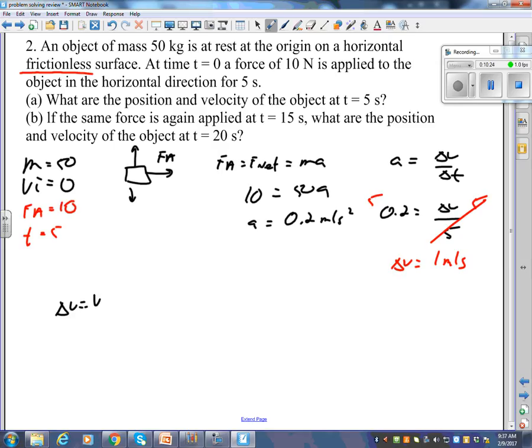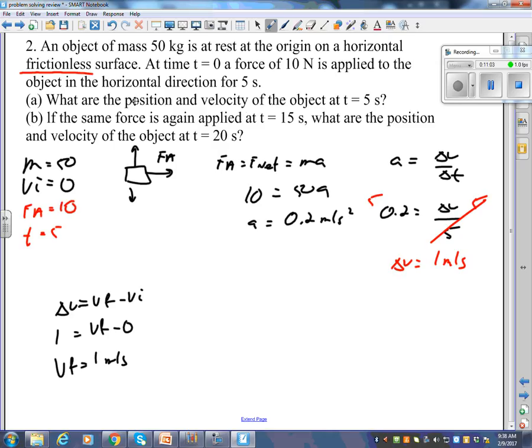Delta v is vf minus vi, and this is the part that, once we learn the new equations, is going to make things a little simpler for you. Delta v is equal to vf minus vi, so 1 is equal to vf minus 0, right? Because the initial velocity is 0, which means that the final is just plain old 1. Will the delta v, the change in the velocity, and the vf always be equal to each other? Only when the initial is 0. Only when the initial velocity is 0. Okay, so I got the vf is equal to 1.